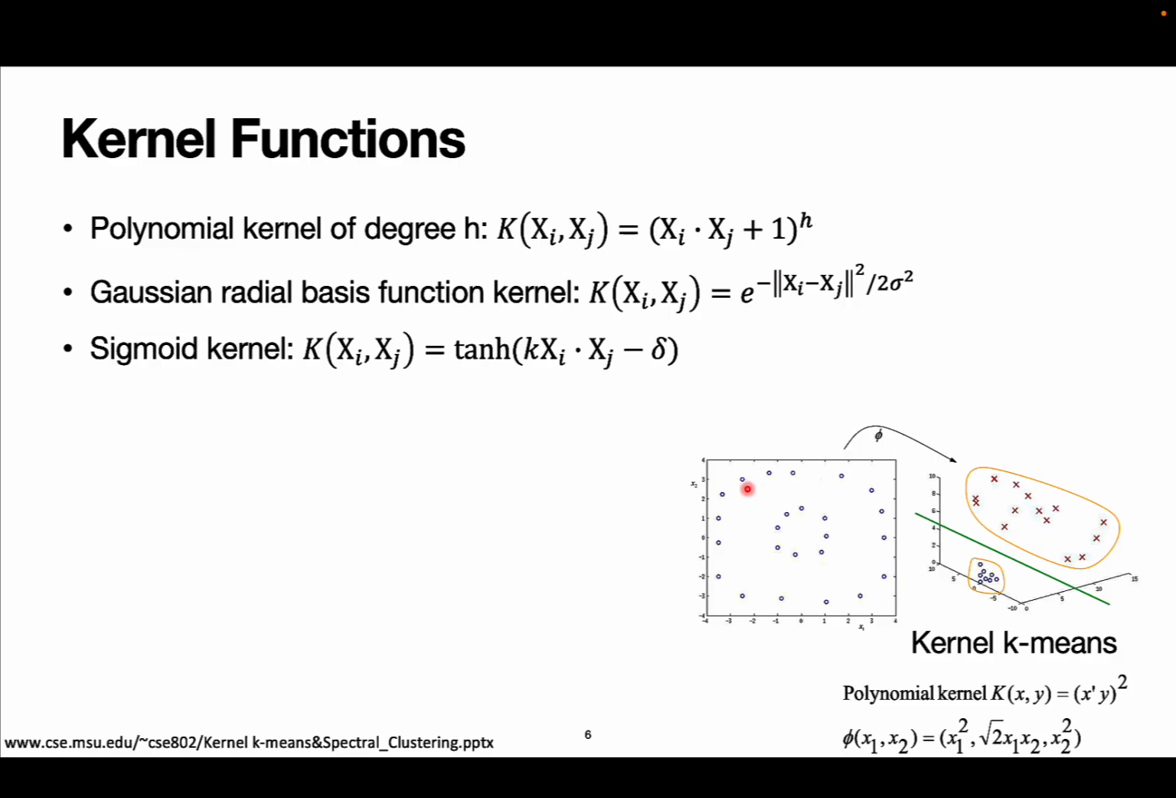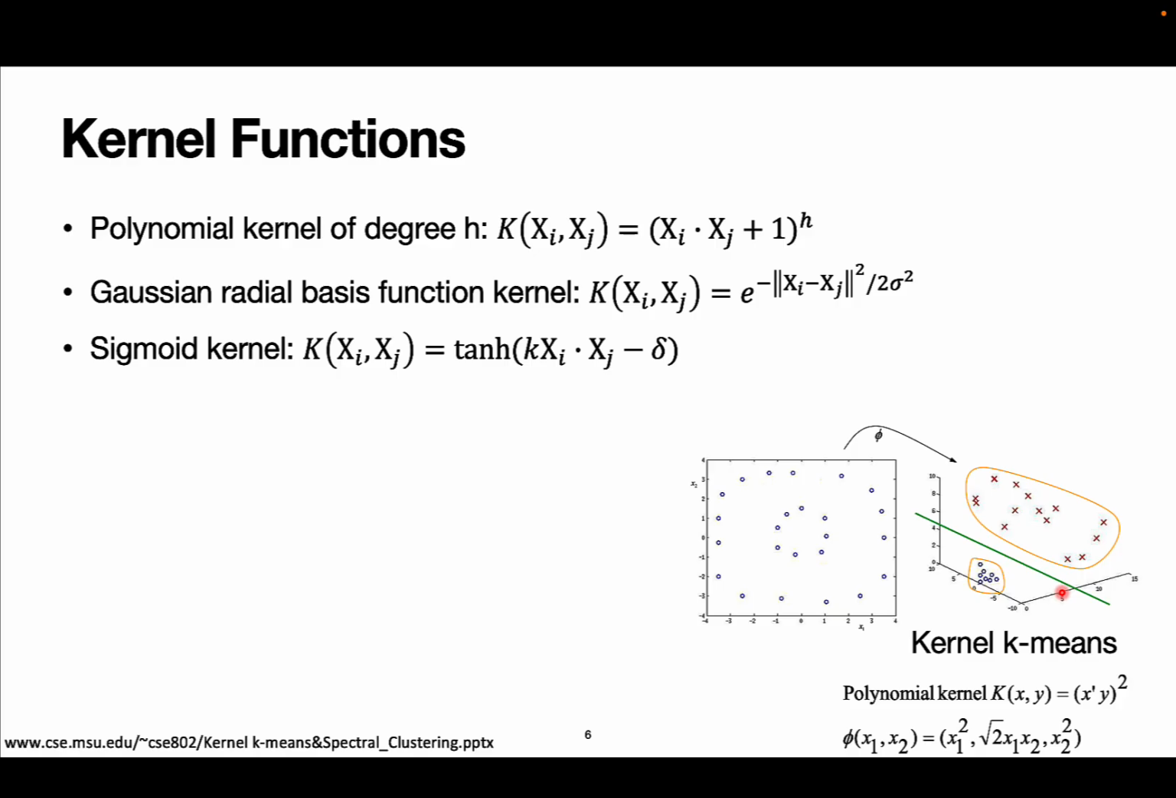In this example, the original dataset is not linearly separable. However, when we map the data using phi, the mapping function phi, the data is projected into a higher dimensional feature space. In this new space, the previously inseparable points can be divided by a simple linear boundary.